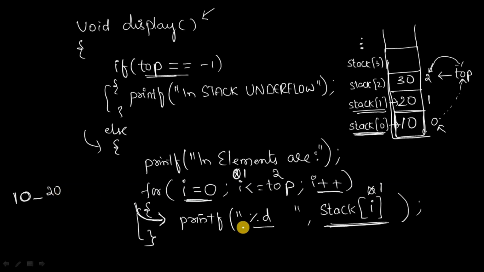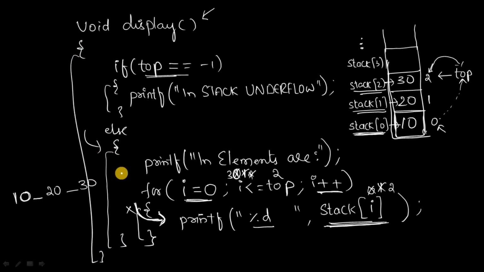So, 20 will be printed along with space, and next again i plus plus, i value becomes 2, 2 less than or equal to 2, that is true. So, once again enter into the for loop, again printf, this time stack of i. What is the value of i now? 2. Stack of 2, what is stack of 2 here? 30. So, 30 will be printed. Next i plus plus, i value becomes 3, 3 less than or equal to 2 is false. So, at this point the for loop will break, right, and by that time all elements are displayed, and this is the end of the else and this is the end of the display function, right.